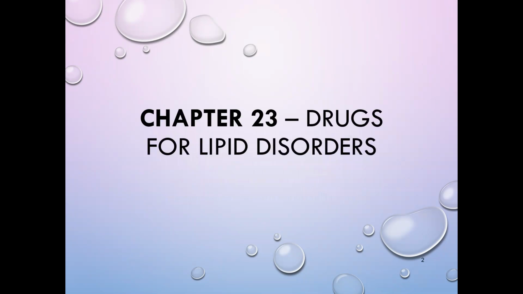So Chapter 3 is Drugs for Lipid Disorders. In this section, we're going to discuss the types of lipids, lipoproteins, LDL and HDL, which are the predictors of cardiovascular disease, lifestyle changes, and pharmacological therapy.